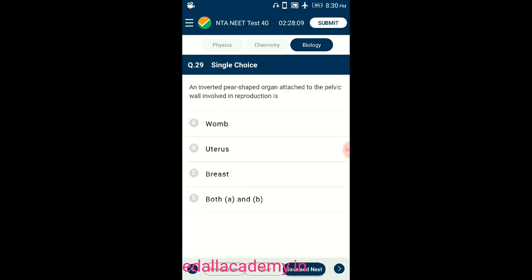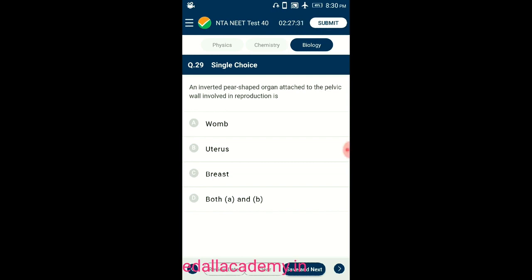Question number 29. An inverted pear-shaped organ attached to the pelvic wall involved in the reproduction is. The uterus is a female reproductive organ located between the bladder and rectum in the pelvic area. It is an inverted pear-shaped structure. The uterus is connected to the fallopian tubes, the cervix, and vagina. The main purpose of the uterus is to nourish the fetus prior to birth.